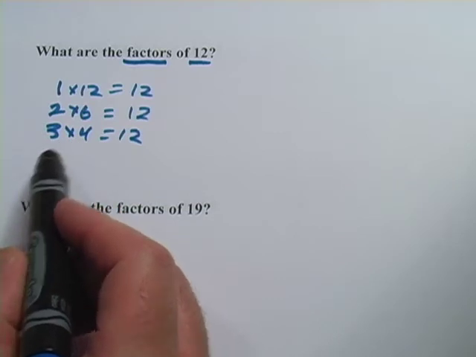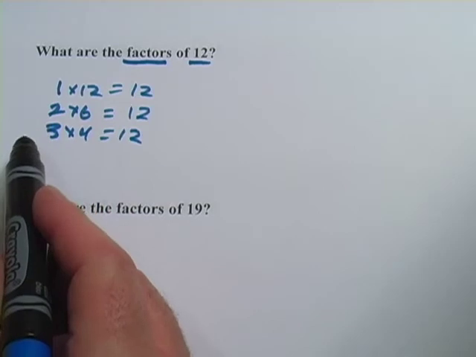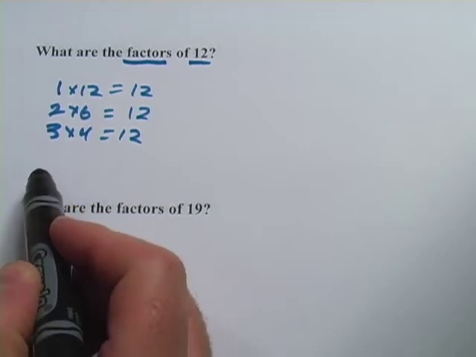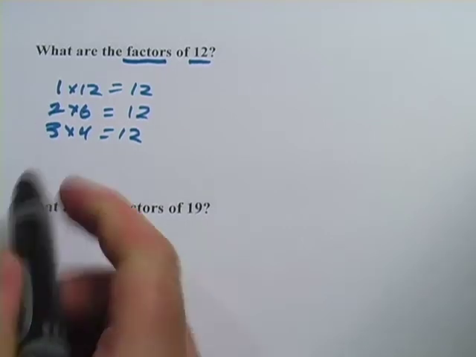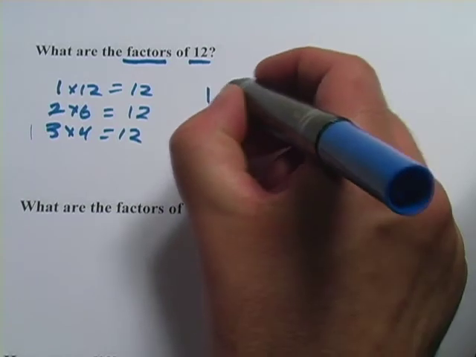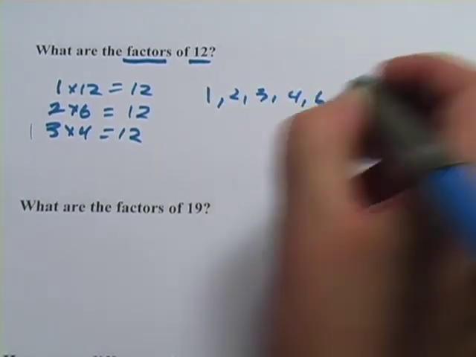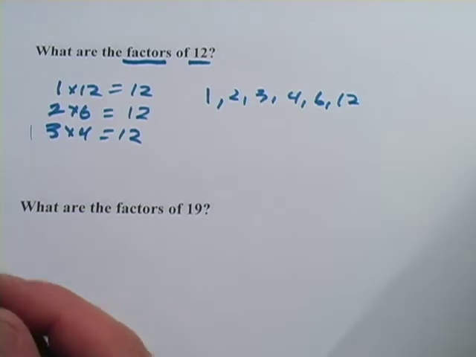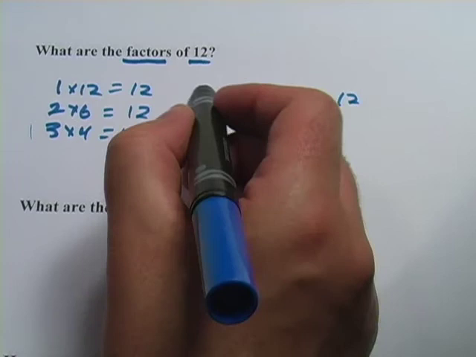And if I go up from there, well, 4 times 3, but that's kind of already stated by that one. And 5, there's nothing times 5 that equals 12, not in whole numbers. And 6 times 2 would already be that one. And then 7, 8, 9, 10, 11, well, 12 times 1, but we've already got that one. So right here I've listed all the factors. And you could list them like this: 1, 2, 3, 4, 6, and 12. And you would have all the factors, all the things that could possibly be multiplied together to make 12.